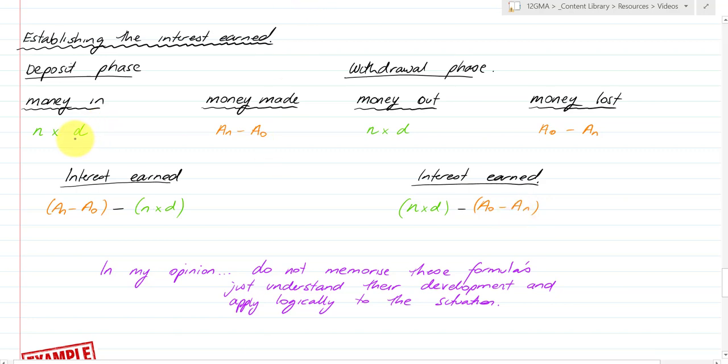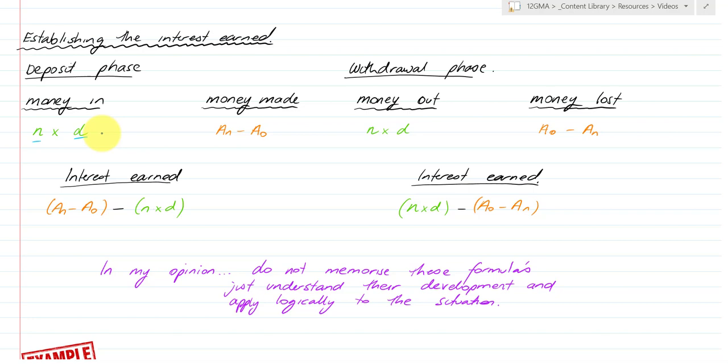First of all, remember D is our deposit amount. N is the number of time periods. We established that earlier. And so the money in is equal to N times D. Earlier I did a 24-month annuity at $300 per month. So 24 times $300 was the money in.